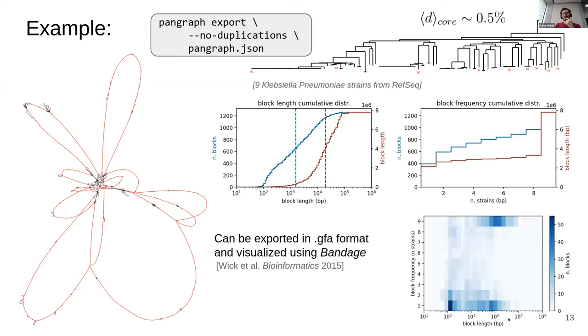And if I look at the distribution of block length versus block frequency, I see that many of these accessory blocks that are present in only one strain are potentially very short or of intermediate length. Instead, the core blocks have a higher average length, with around 10 kilobase pairs.